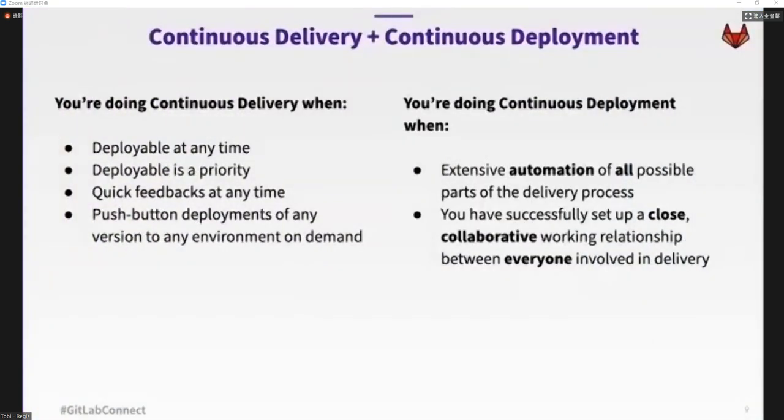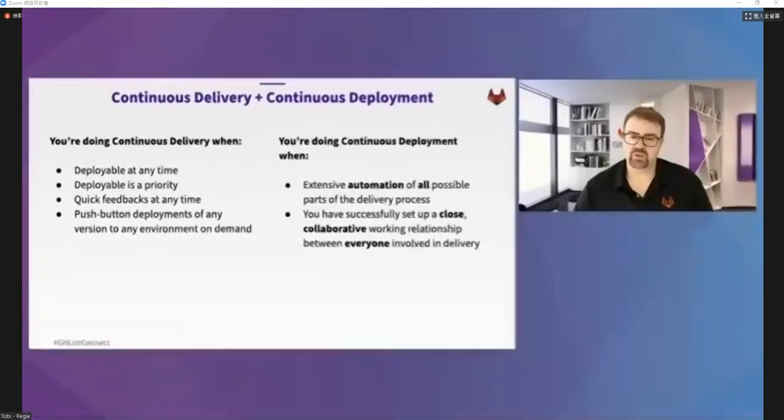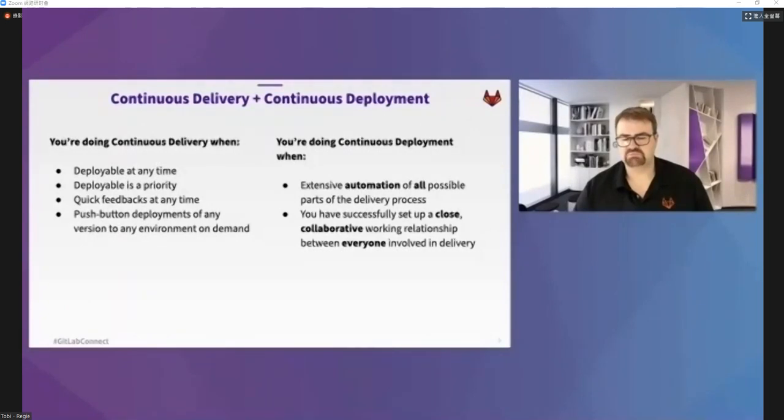So to summarize, you're doing continuous delivery when you have the capability to deploy on demand at any given time. When you're making the deployability of your application a priority, you are able to get quick feedback from assets like build results, quality metrics, test results at any given time. And you're able to deploy any version of your application to any environment with a push of a button. A mouse click is okay as well. On the other hand, you're doing continuous deployment when you have automated all the possible parts of the delivery process. You have established a close collaboration between all stakeholders.